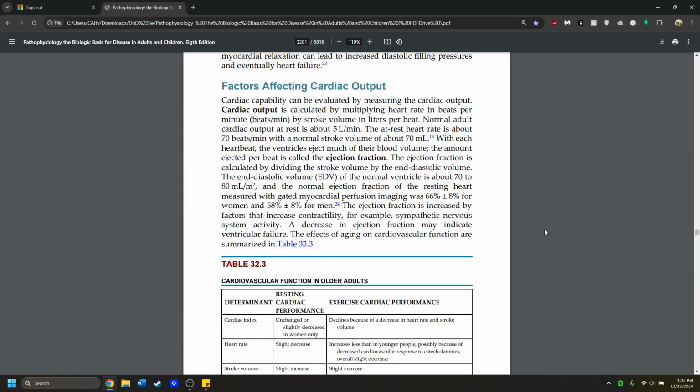an increase or decrease of about 8%, for women, and 58% plus or minus 8% for men.